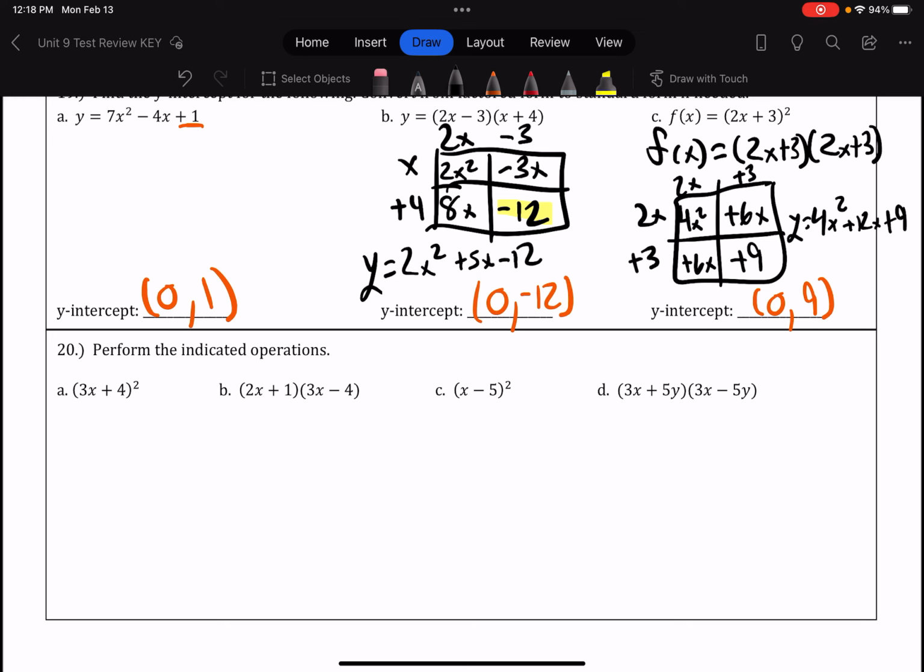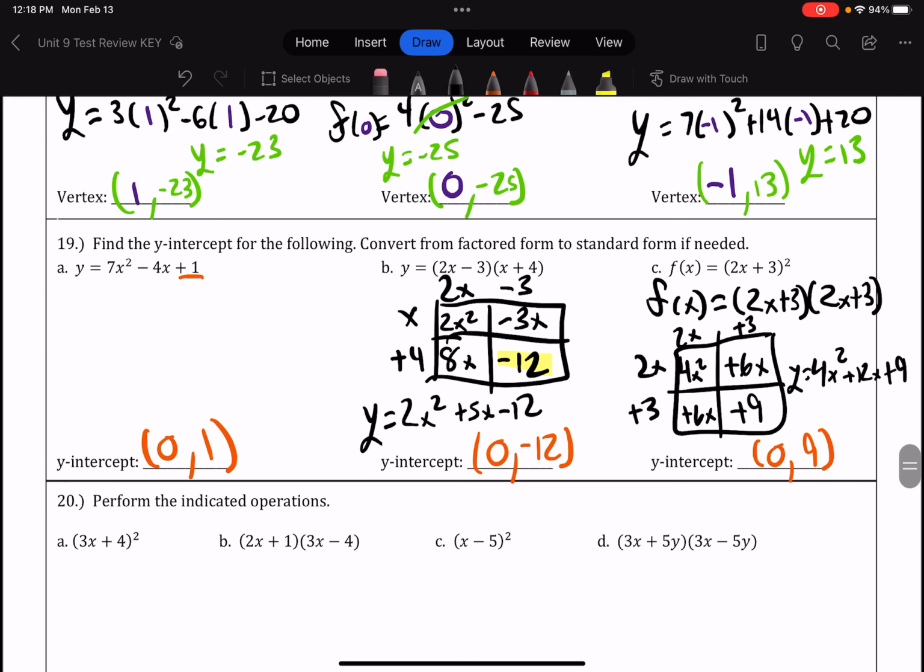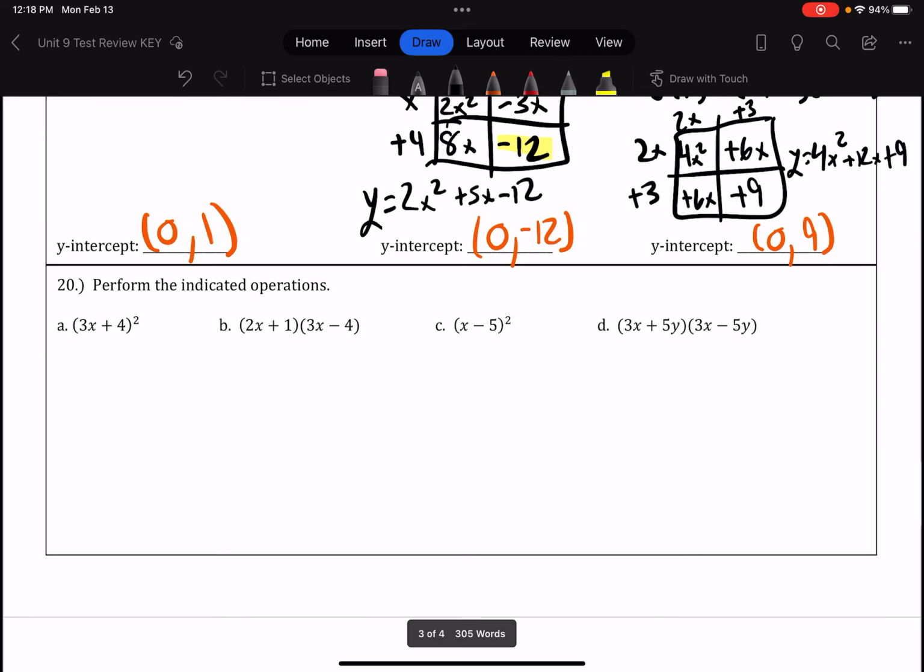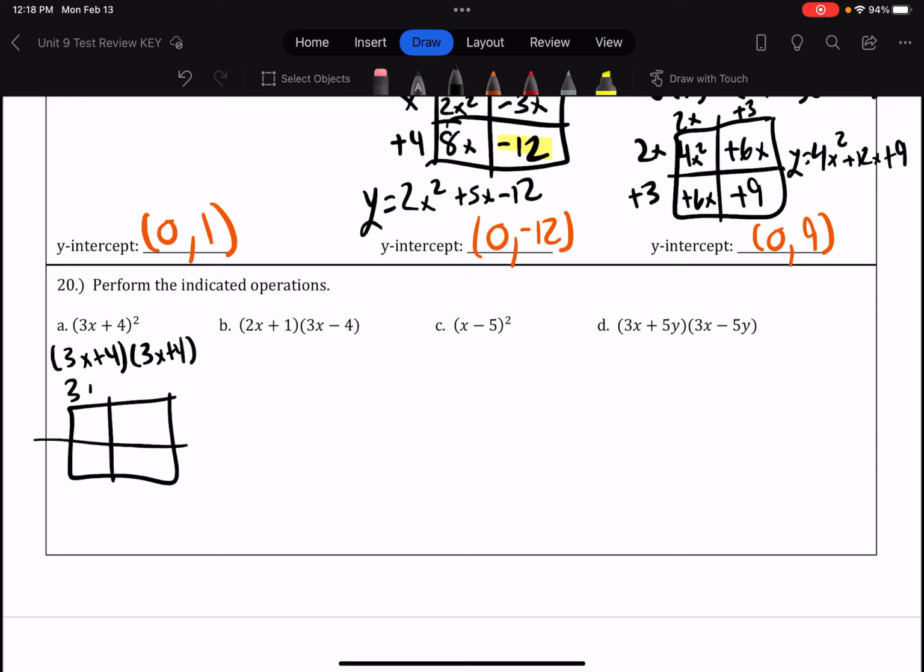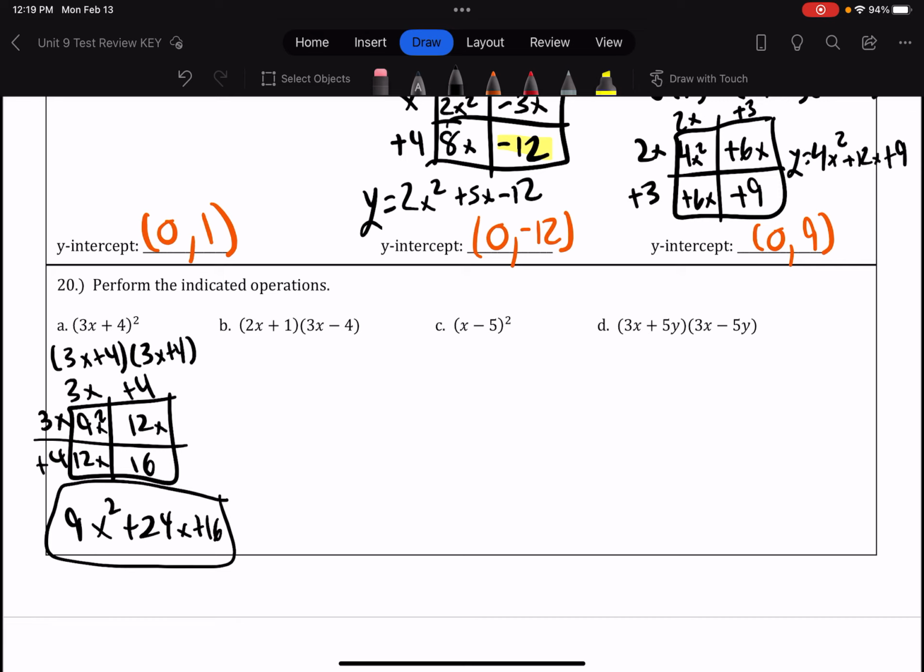So I've got 3x plus 4 squared. This is very similar to what we just did in problem 19, part C. I can rewrite that as 3x plus 4 multiplied by 3x plus 4. And I'm going to do the box method to multiply these. So 3x plus 4 multiplied by 3x plus 4 is going to yield 9x squared plus 12x plus 12x plus 16. If I combine like terms, that's 9x squared plus 24x plus 16 using the box method.